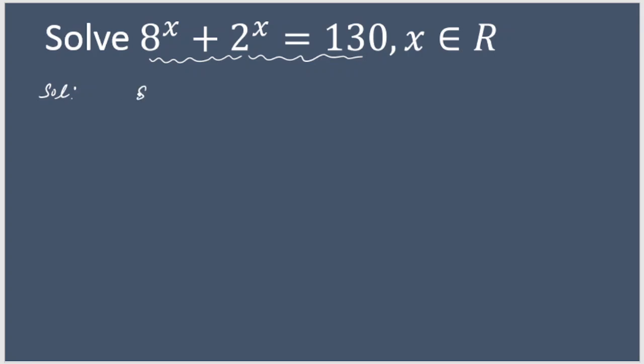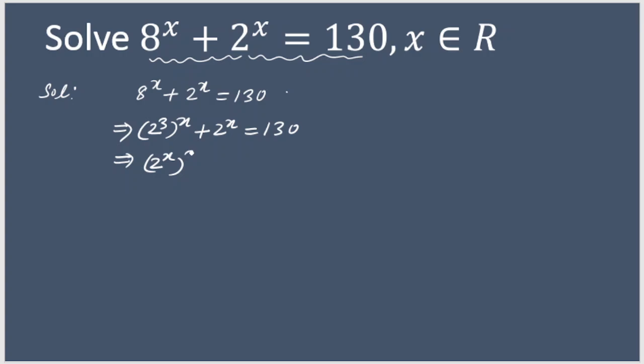It is given that 8 to the power x plus 2 to the power x is equal to 130. Using the laws of exponent, I can write 8 as 2 to the power 3, and to the power x, plus 2 to the power x is equal to 130, which can be written as 2 to the power x to the power 3 plus 2 to the power x is equal to 130.